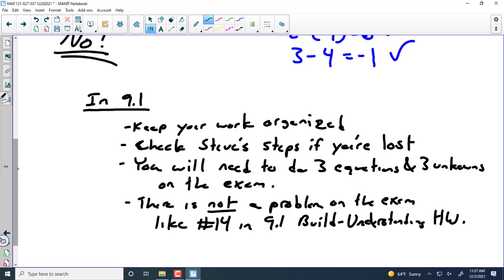So you will need to do one of these on the exam. With the 3 equations and 3 unknowns, take your time, go through all the steps, and find the ordered triple. You will need to do that in the test, I promise you. So make sure you practice that when you're doing your homework.